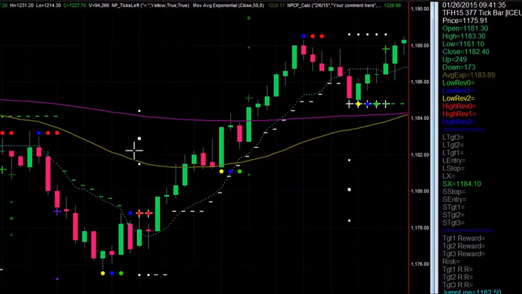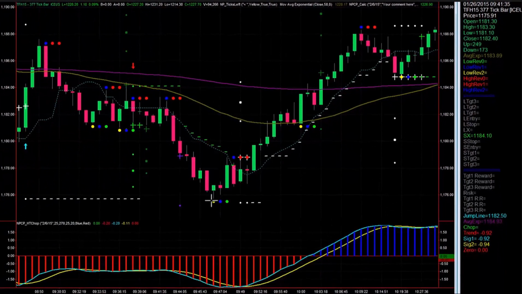Nice trade to the long side. Notice how the price went way below, way more than 100% of the spread between the 50 and the 200.